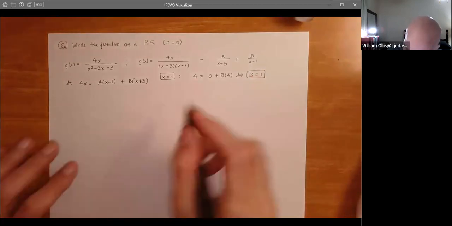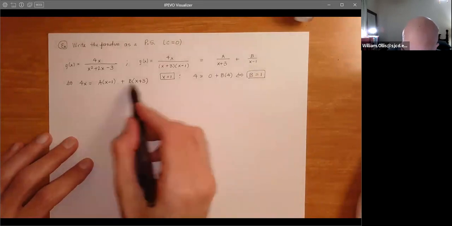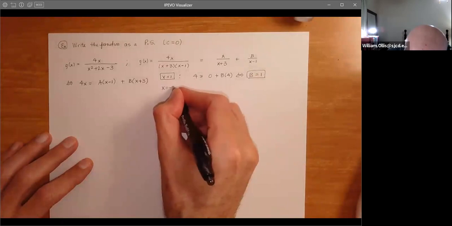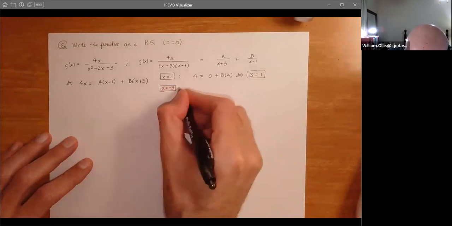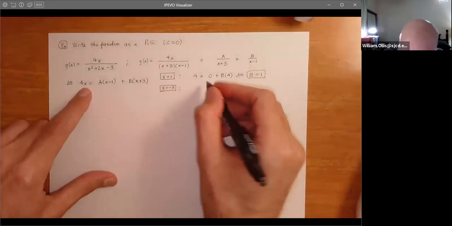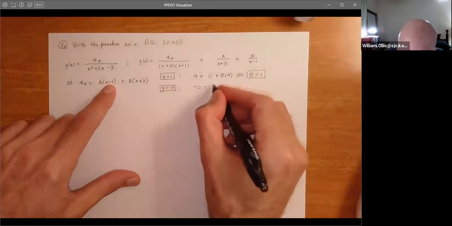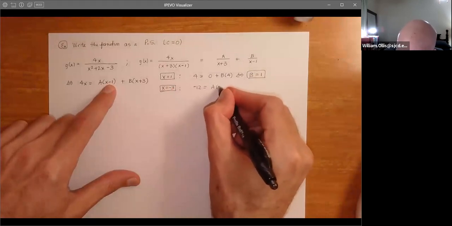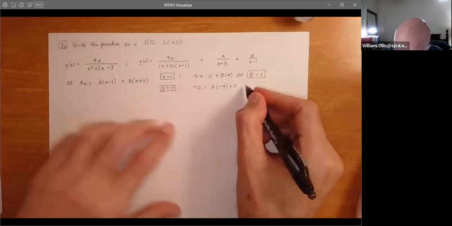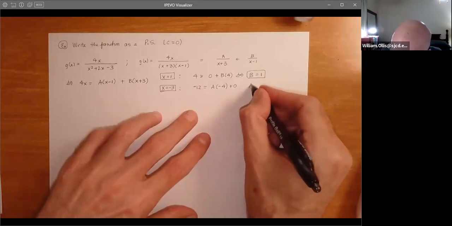And then what we can do is get rid of the fraction here by choosing x equal to negative 3. Kind of reminds us of the telescoping procedures. So of course, negative 3, this will give us a negative 12. And here, negative 3, this will be a times a negative 4 plus a 0. And now if we divide negative 12 by negative 4, a equals 3.